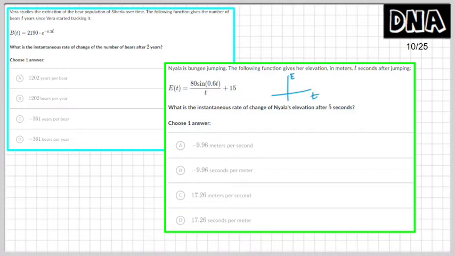Do you guys know what the rate would be? What would the units be for the rate? Meters per what? Per second. Okay, so are there any answers I can eliminate right away? Yes, B and this one. So it's got to be one of those, right?